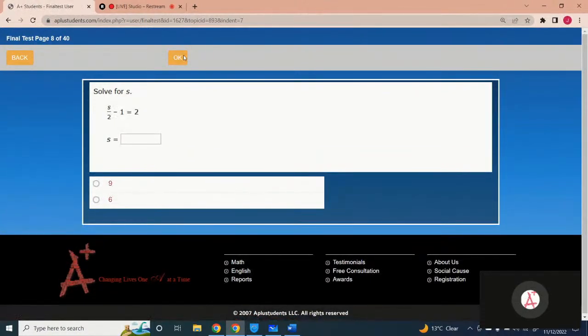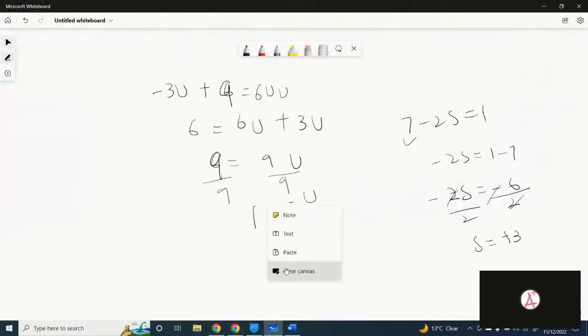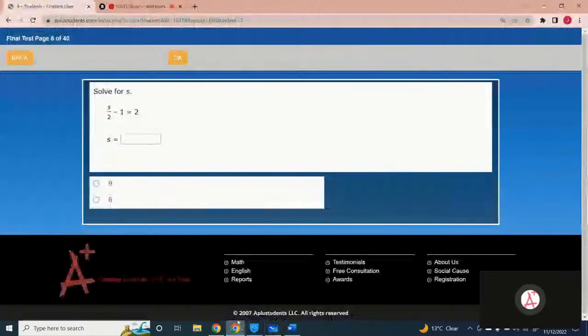Okay, the next one is s over 2 minus 1 equals 2. Move that negative 1 to the other side. It would be then added, 2 plus 1. So 2 plus 1 is 3. So s over 2 equals 3. So s equals 3 times 2. So 3 times 2 is 6. So the correct option is 6. Just select the correct option then click on the OK button.